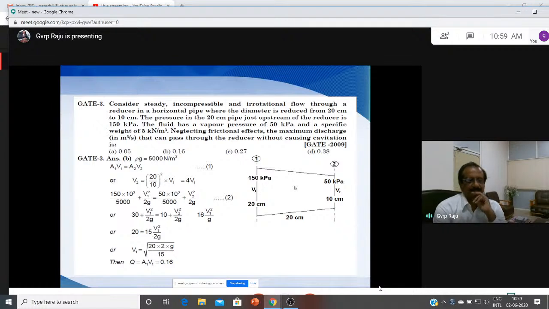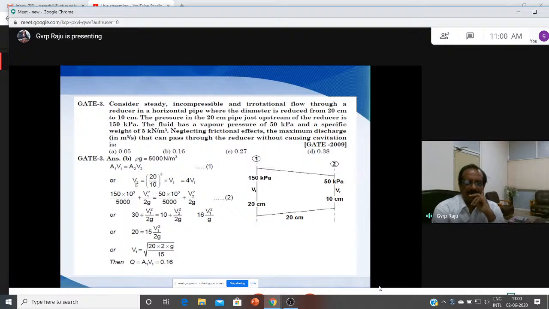So the first equation is A1 V1. This is the specific weight. Specific weight W is equal to rho g, 5 kilonewton per meter cube, which is 5000 Newton per meter cube. So we have A1 V1 is equal to A2 V2. And A1 we can find out with the help of pi by 4 D1 square, where D1 is 20. And A2 is pi by 4 D2 square, D2 is 10 here. So we have the D1 and D2 values. He has directly taken 20 by 10.